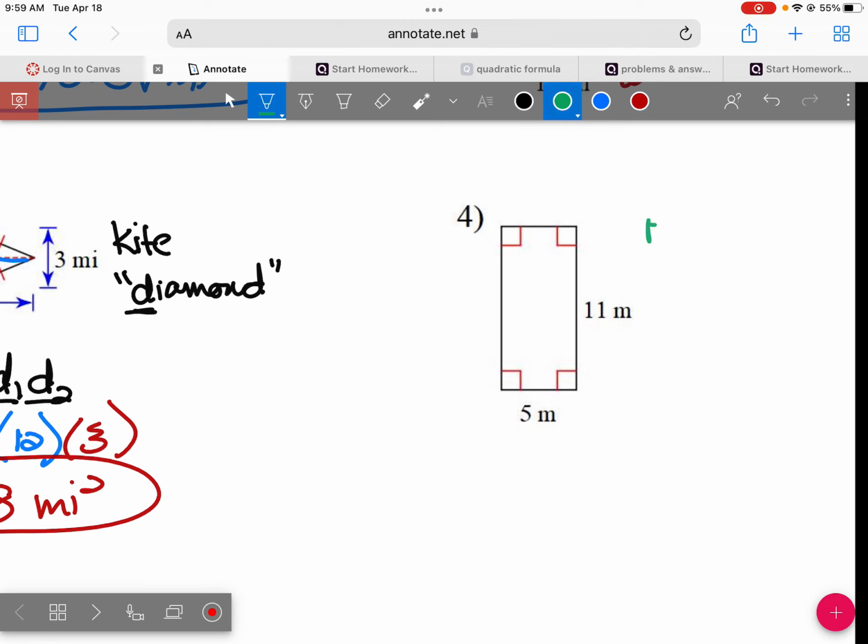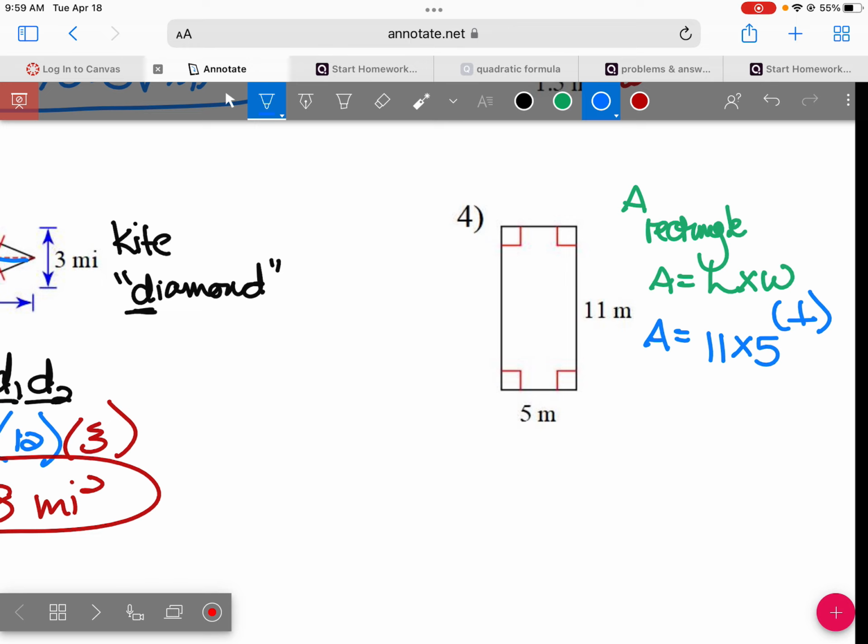I'm so sorry. Rectangle. We have not talked about area of a rectangle. I think we thought you would know what that formula was, which is length times width. They do have to be perpendicular. In this case they are, so that is 11 times 5, which is 55 meters squared.